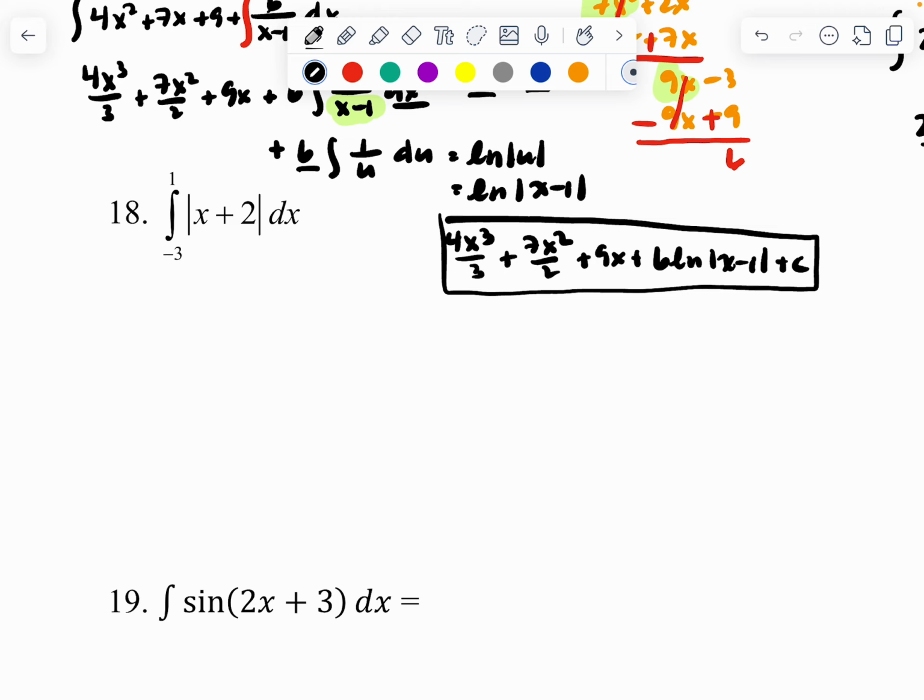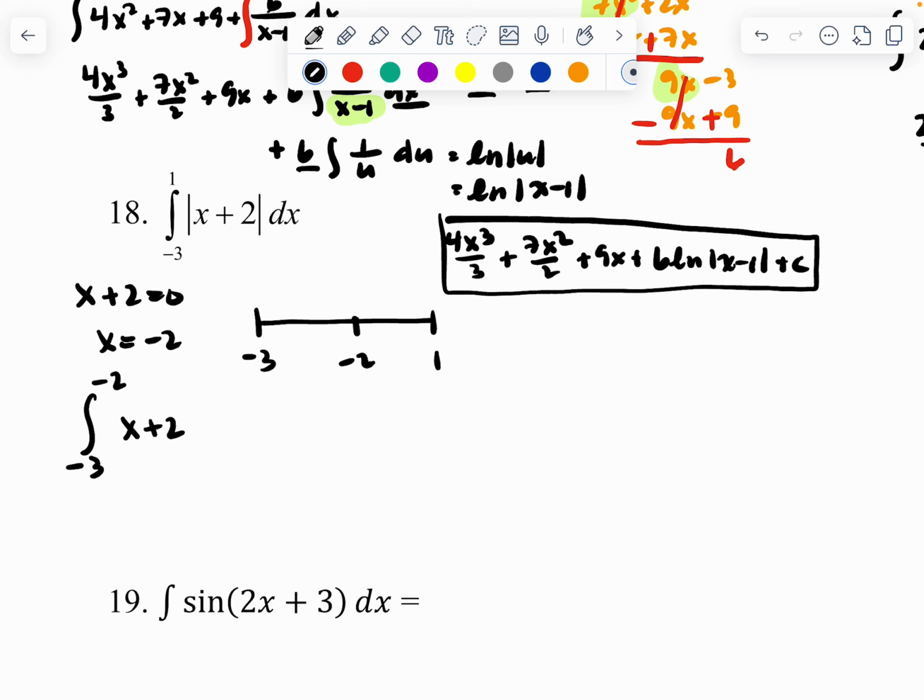So we need to split this integral where the absolute value equals 0. So where does x plus 2 equal 0 at? That equals 0 at x equals -2. So that's where I'm going to split this integral. I'm going from -3 to 1, and I'm splitting this integral at -2. So I'm going to go integral from -3 to -2 of x plus 2, plus the integral of -2 to 1 of x plus 2, okay?